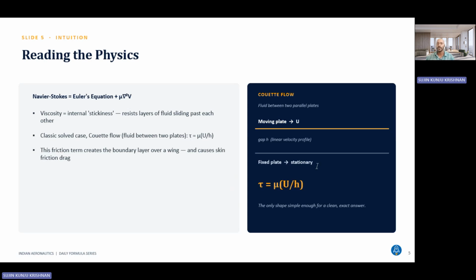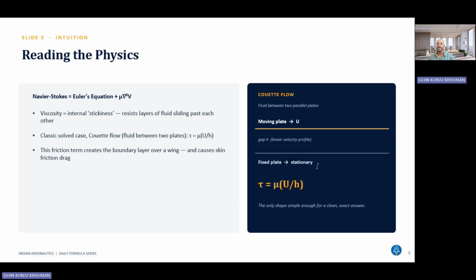There is a classic, fully solvable case that makes this concrete, called Couette flow. Imagine two parallel plates with a thin layer of fluid between them. The bottom plate is fixed. The top plate moves at some velocity u, and the gap between them is h. In this setup, the viscous term is the only thing balancing the motion, and the exact solution gives you a very clean result: the shear stress in the fluid equals mu times u over h.